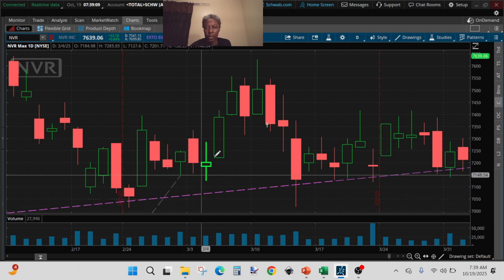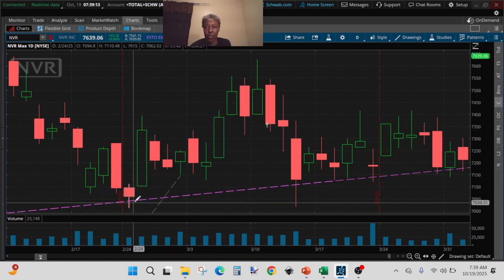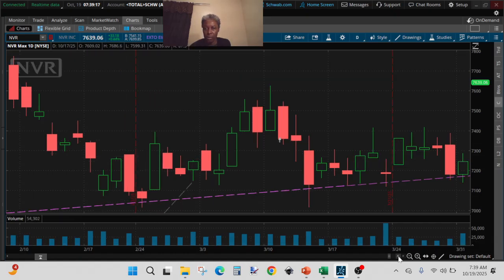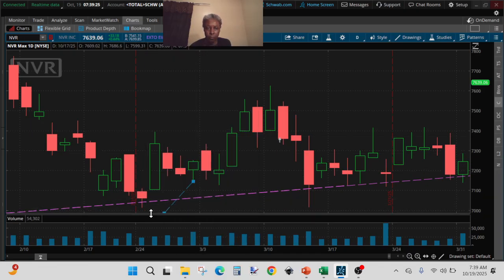we saw an uptrend, and then we made a purchase. I'm not sure why this line is not... Let's activate that one. Okay, and then adjust it, and then extend it. Not moving it.